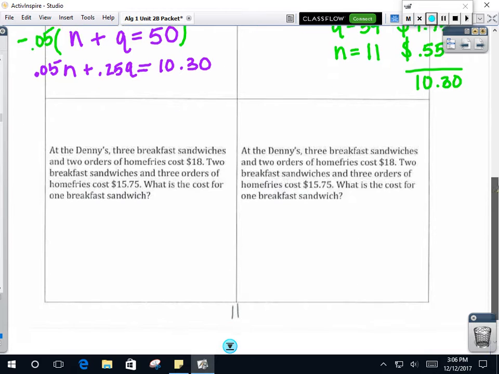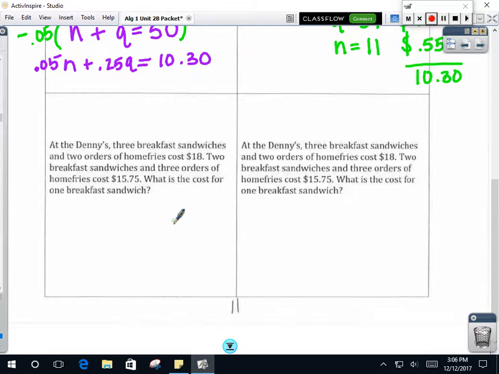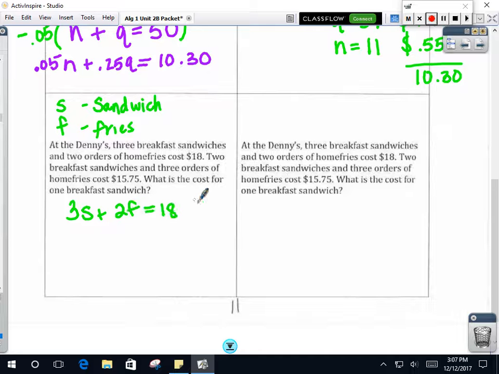All right. At Denny's, 3 breakfast sandwiches and 2 orders of home fries cost $18. 2 breakfast sandwiches and 3 orders of home fries cost $15.75. What is the cost for 1 breakfast sandwich? Okay, what are our unknowns? Right, we have the breakfast sandwiches and we have the fries. We can use S for breakfast sandwiches and F for home fries. Now, what will the first equation say if 3 breakfast sandwiches and 2 orders of fries cost 18? What will the second equation be if 2 sandwiches and 3 orders of fries is $15.75?